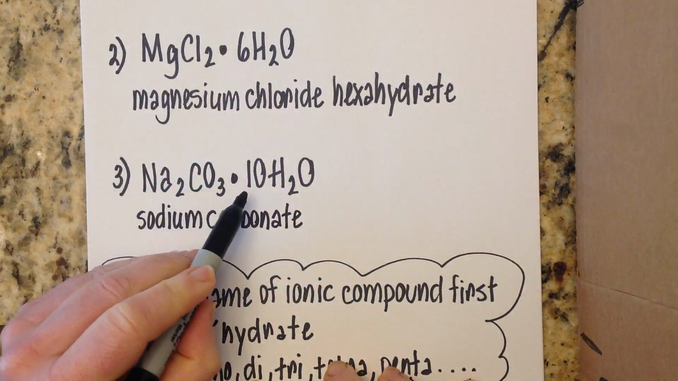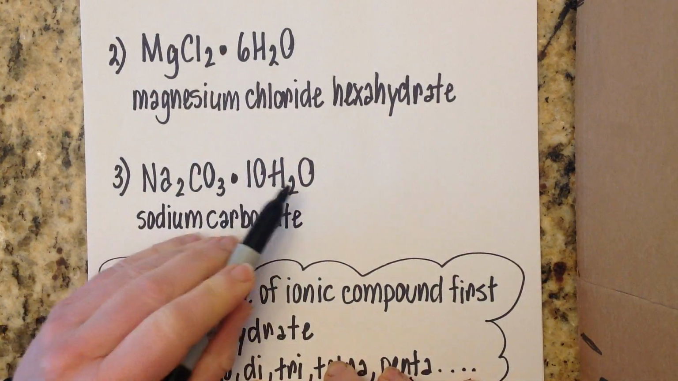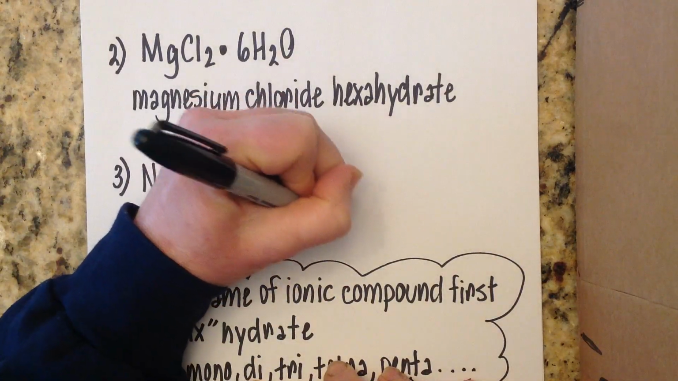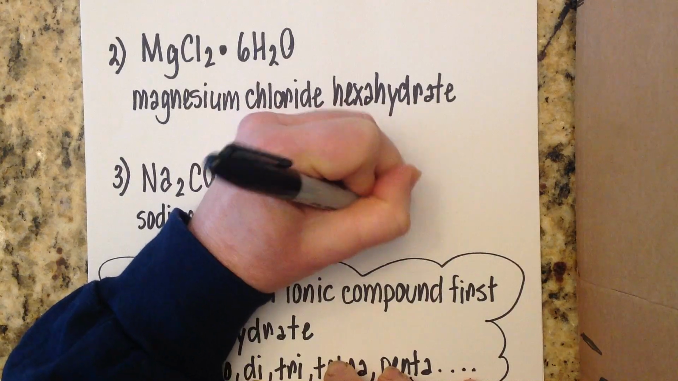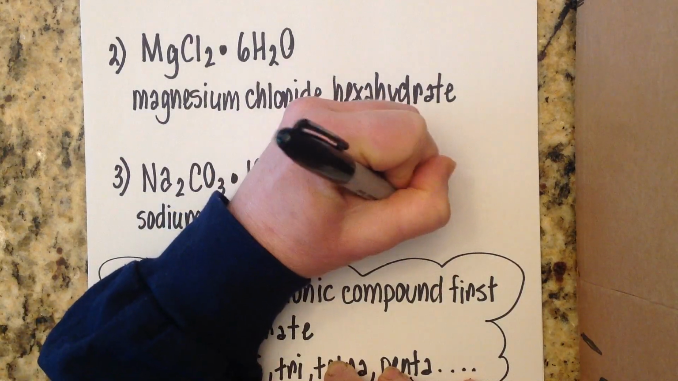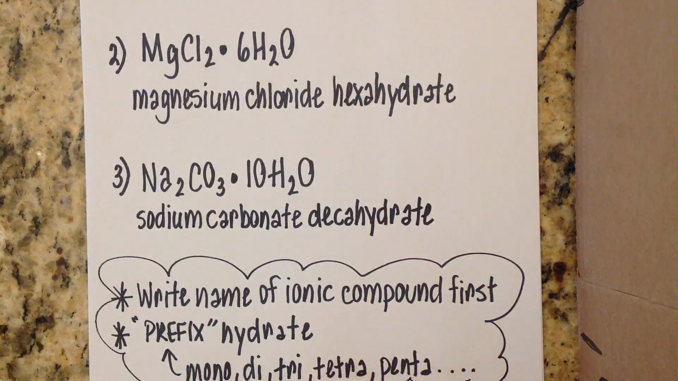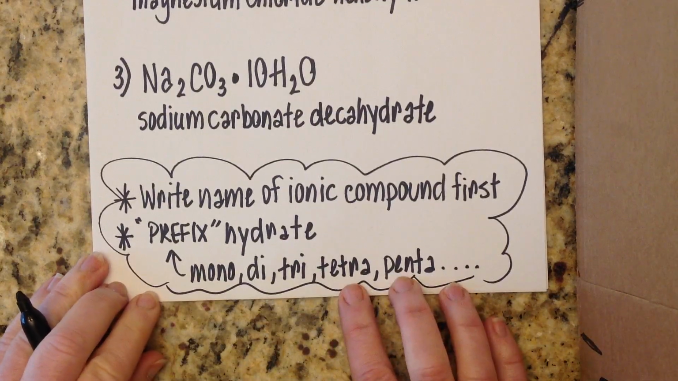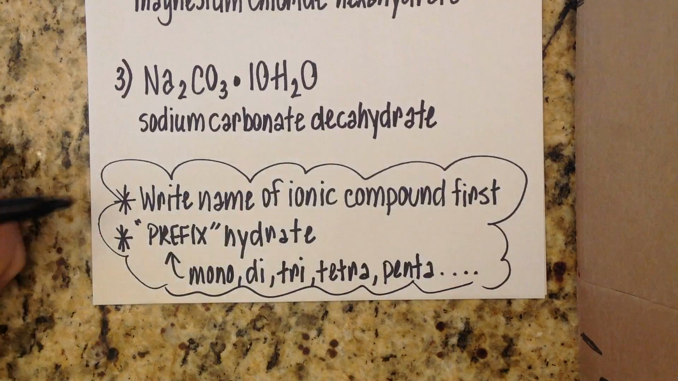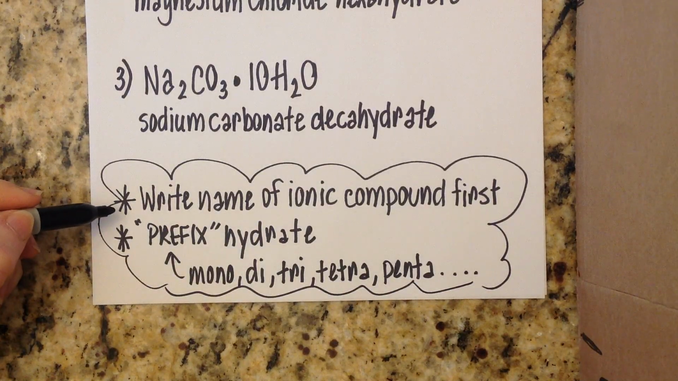I have 10 waters, so that is decahydrate. That's it, guys. That's all you do. I've got you a little quick note here, just in case you want to pause and jot this down. So to name a hydrate, you write the name of the ionic compound first. Just follow your ionic rules.